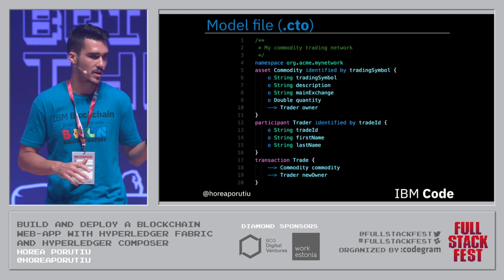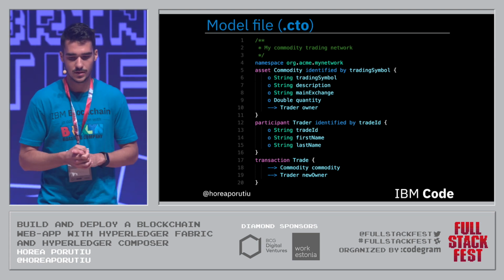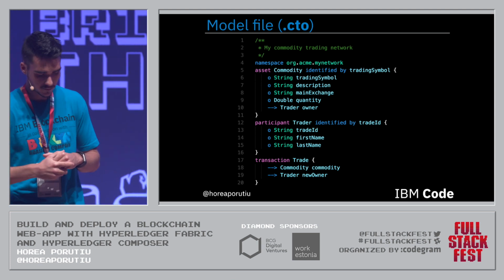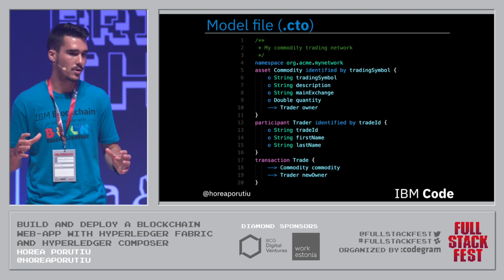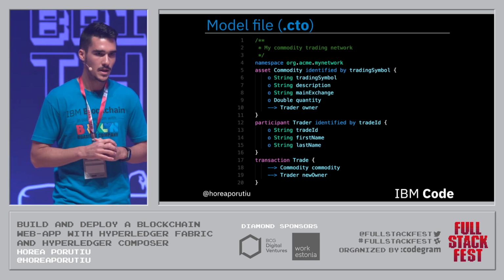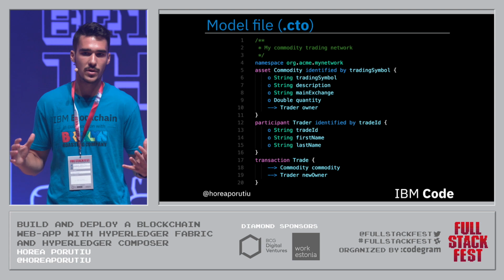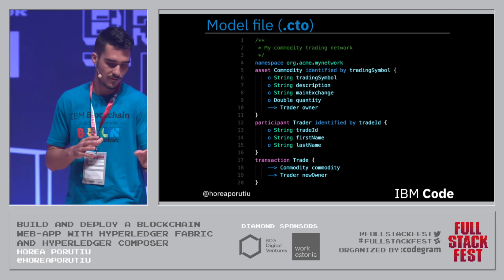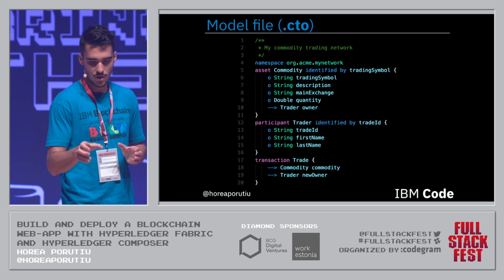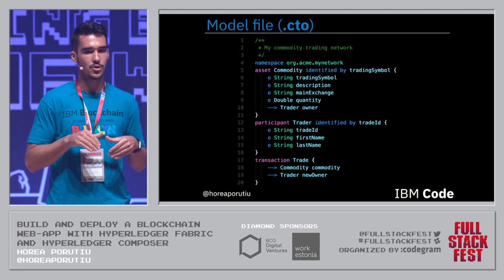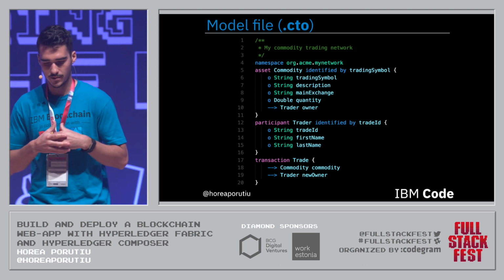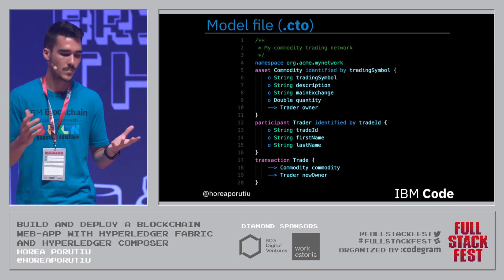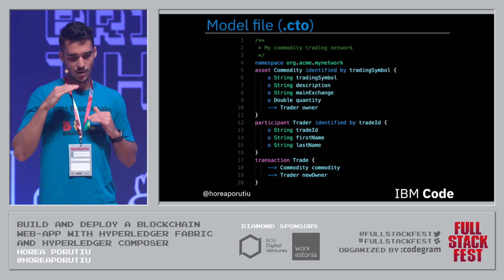You see we have 3 strings: the trading symbol, the description, and the main exchange. And we have a double. And then the really key part is this arrow notation you see. That's simply a reference to a different part of the blockchain. So we're referencing a trader here. Right under our asset, we have defined our trader. What that arrow is saying is that every commodity has to have a trader.